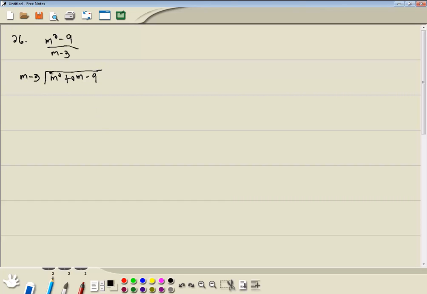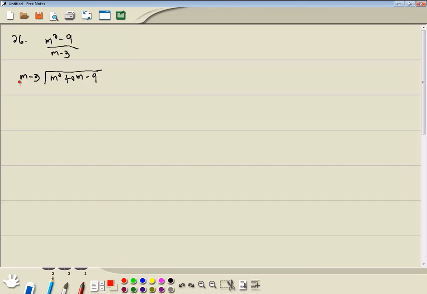Now, both have to be in standard form. Standard form says from largest power down to smallest. So we got m to the first, no m. M squared, m, no m. So that fits. And you also have to put 0 placeholders for any missing powers. We didn't have an m here, so notice how I put a 0, 0m.